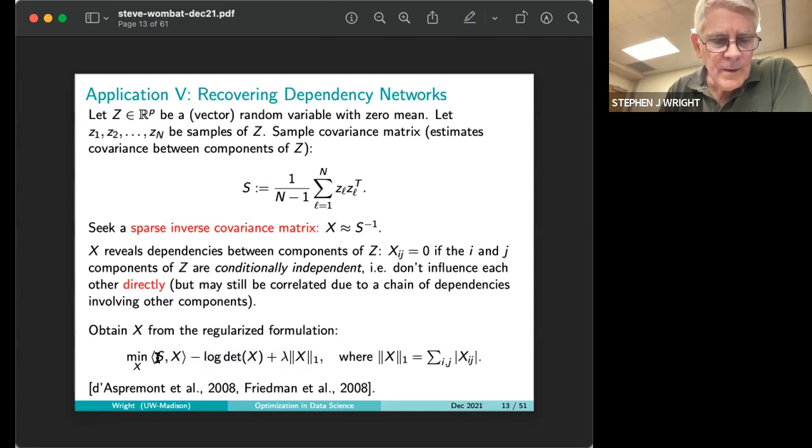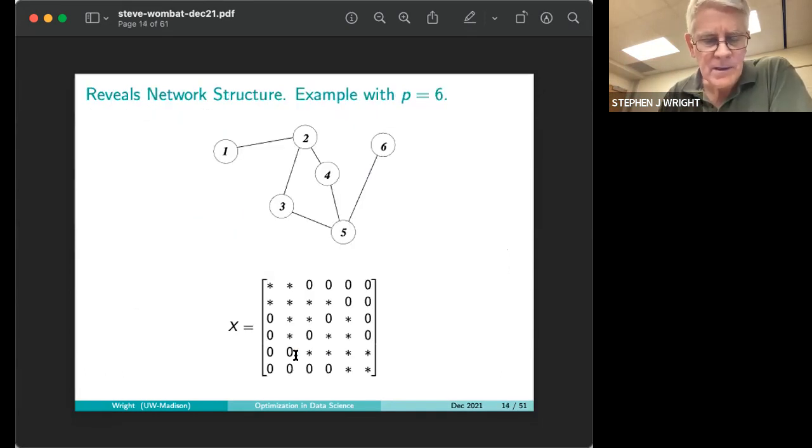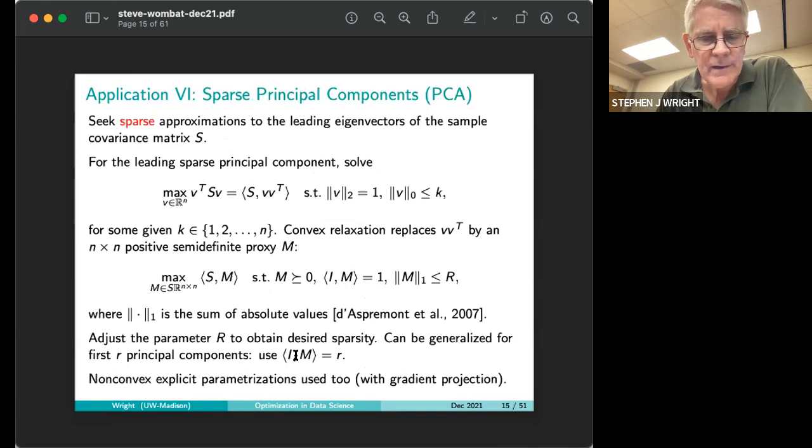So these are the terms which make X close to S inverse, and this is the term which makes X sparse. And the bigger I make lambda, the sparser X is going to be. Okay, so this is, I think, a very cool application where the optimization is really critical in figuring out what to do.